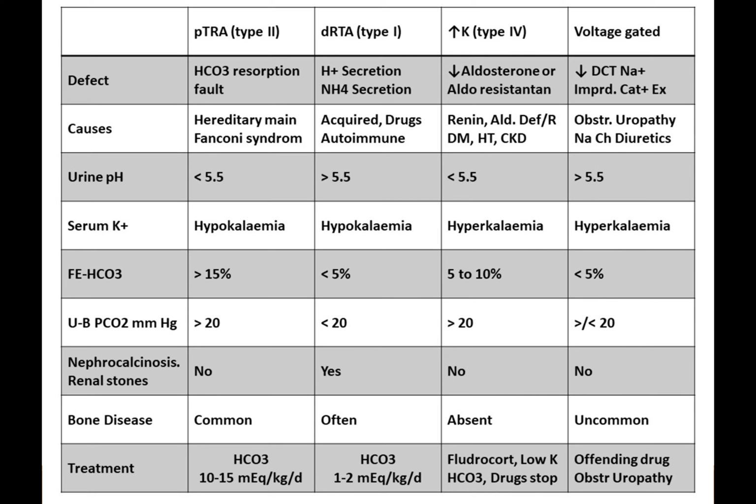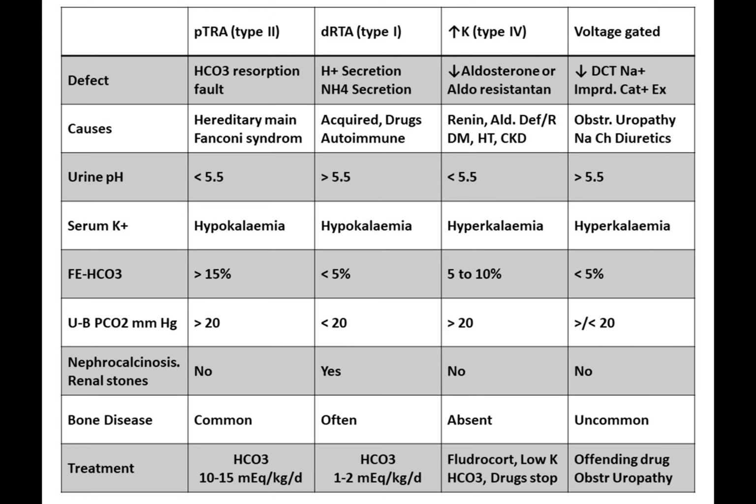Now I have got one more summary table which tells you everything in one go. This table I prepared using all the 3 references that we have in our hand. Now, what are the 4 types? PRTA, DRTA, hyperkalemic type 4 RTA, and the voltage gated less common RTA. Okay, what is the defect in PRTA? PRTA is a secretion of hydrogen and ammonia is the problem. In DRTA, bicarbonate reabsorption is the problem.